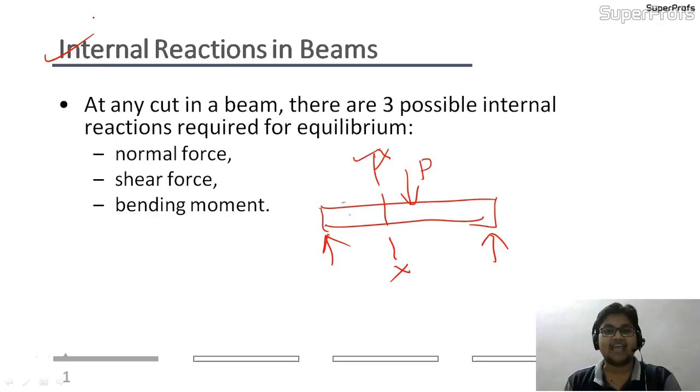And what are the types of reactions that are coming? One is the normal force, the other is shear force, and the third one is bending moment. Every internal reaction that we will be studying will be moving around in this topic only. These three internal reactions only. Whenever I am talking about the word reaction, I will be putting these three forces only, so that our member is in equilibrium, and then again we will do the further analysis.